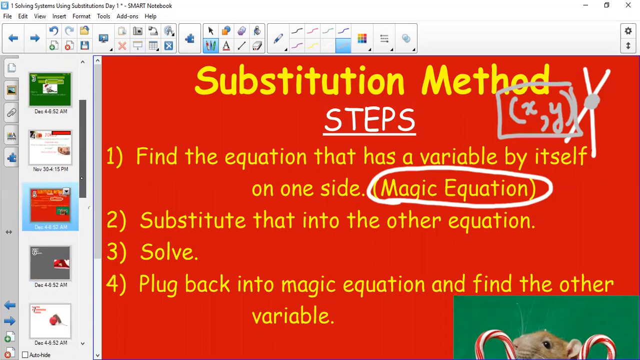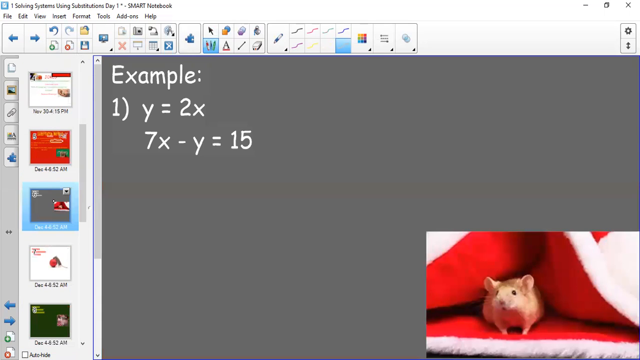All right, so let's take a look at what this looks like. Step 1 is to identify the magic equation. There is one equation here that has a variable all by itself on one side. It could have x by itself or it could have y by itself. In this case, it's the first equation because it has the y all by itself. So this is the magic equation. That was step 1, to identify the magic equation.